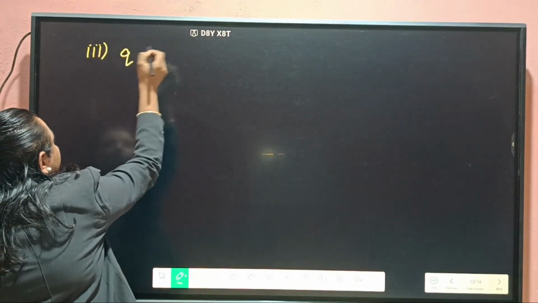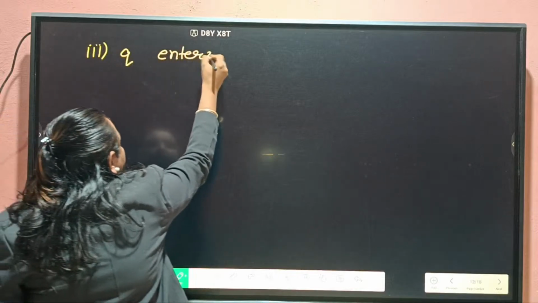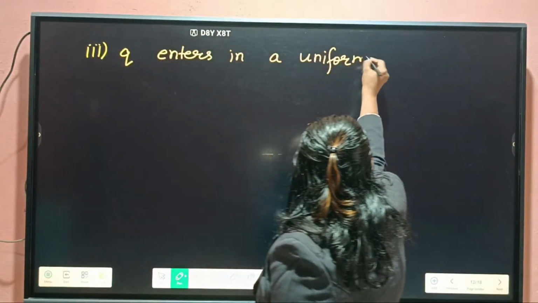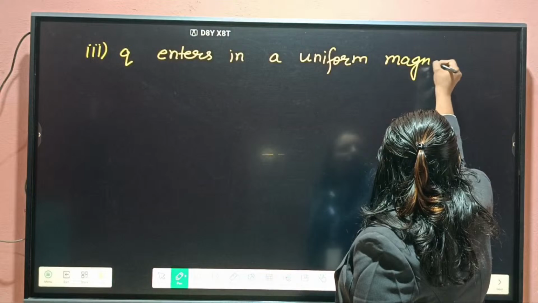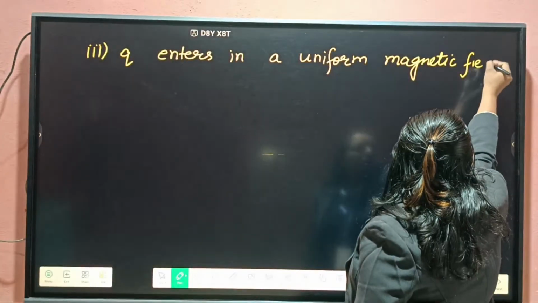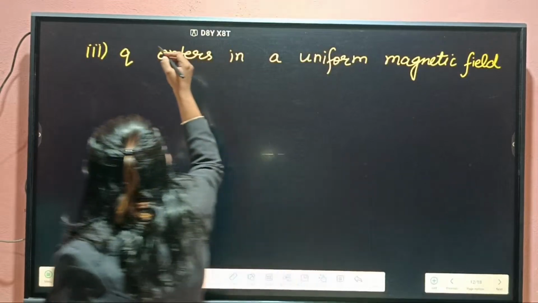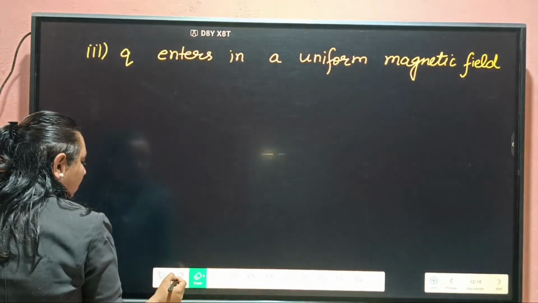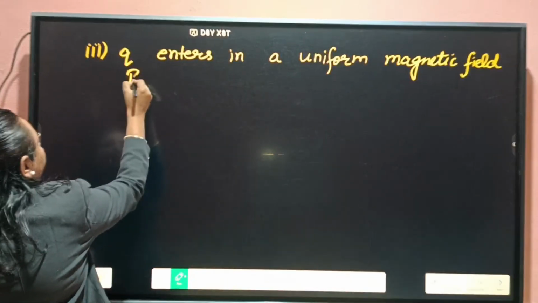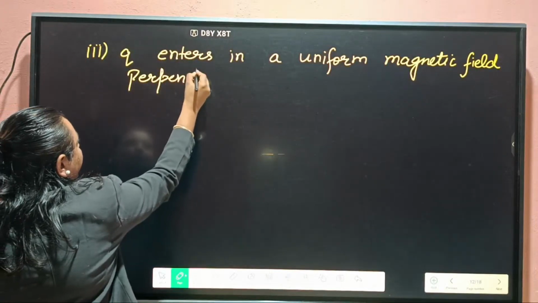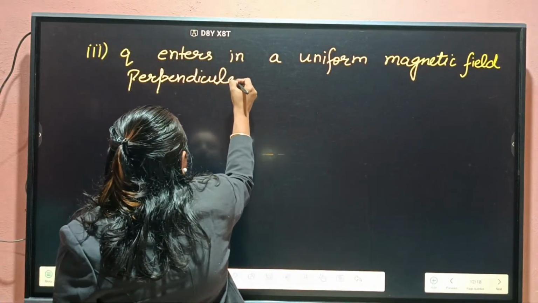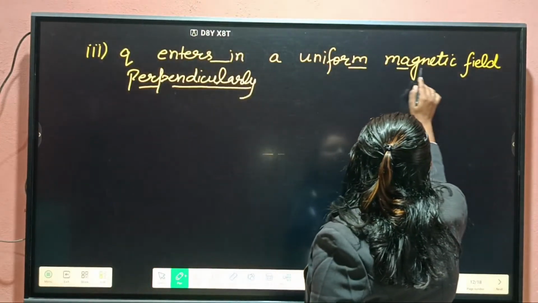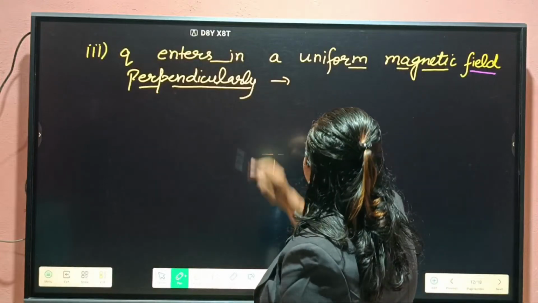Third case: the charge enters in a uniform magnetic field with angle 90 degrees, perpendicularly, okay. The charged particle enters the uniform magnetic field perpendicularly, right?